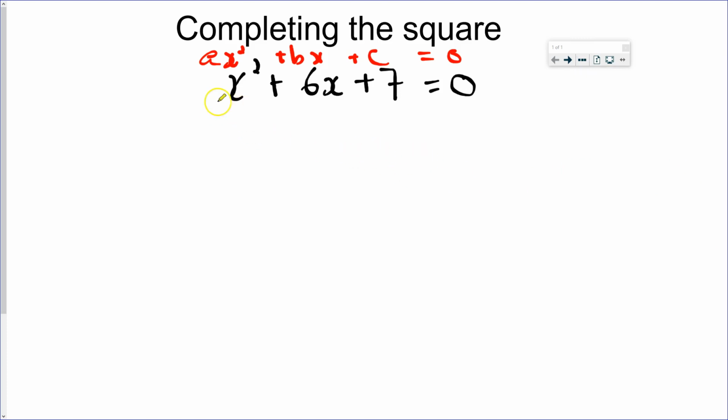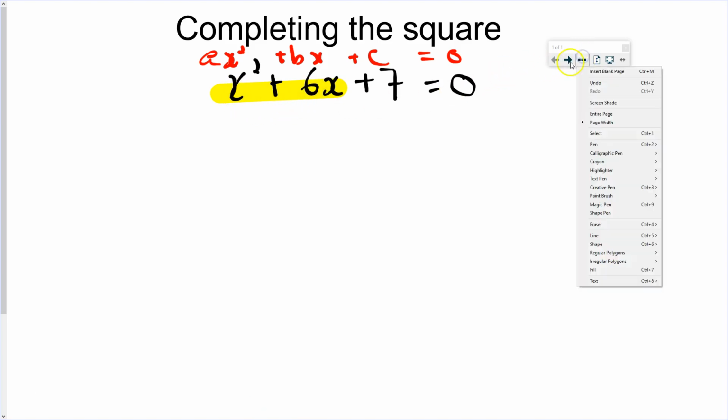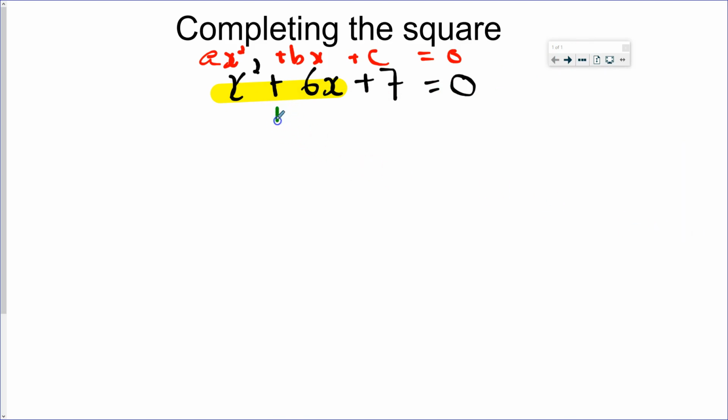In our very first example in class, we said we are going to look at just these two terms, the x squared and the x. Completing the square is basically a process such that after a few steps, this part is going to turn into something called a perfect square. There are a few reasons for it. After the perfect square, we can do a square root on both sides, and we are going to get rid of certain items.